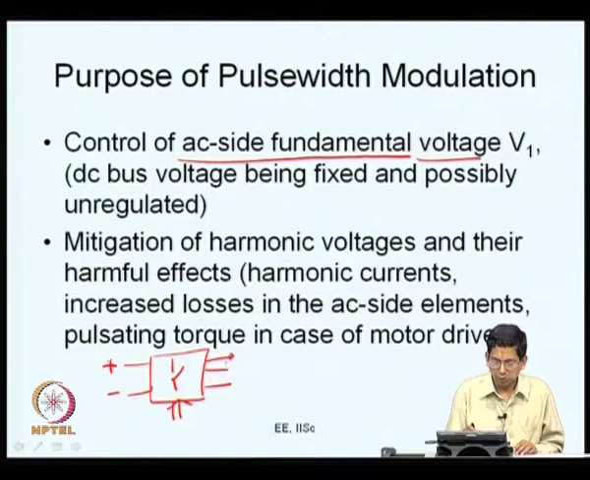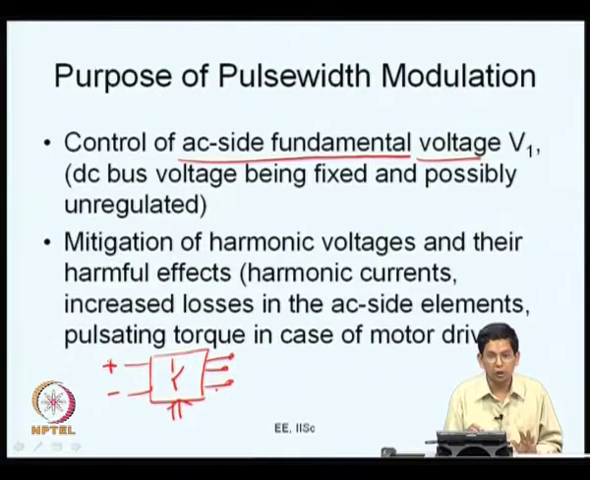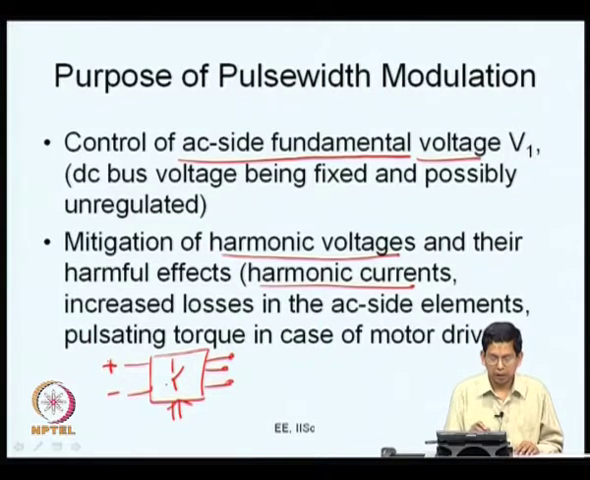Now, the second purpose: what you are going to get on the AC side is a pulsed waveform. It is not going to be a sinusoidal waveform. It is a waveform which is going to have certain non-sinusoidal components. Those are harmonics. Other than the fundamental, you are going to have certain harmonic voltages. These harmonic voltages are going to cause harmonic currents. These harmonic currents could increase the copper losses in the various elements through which they flow, and the harmonic fluxes and harmonic currents interacting with the steady current or steady flux can produce pulsating torque if you are talking about a motor drive. So, they have a lot of undesirable effects.